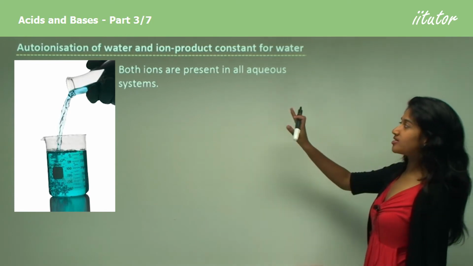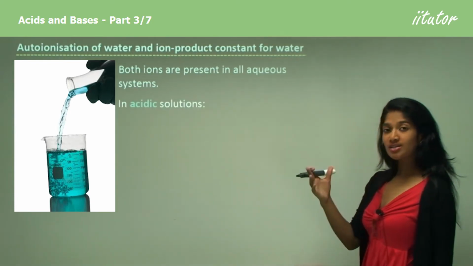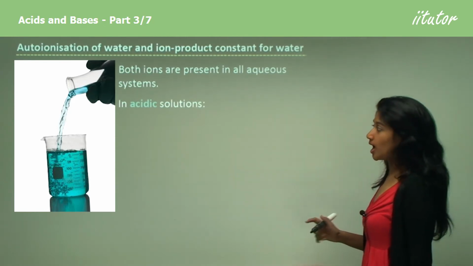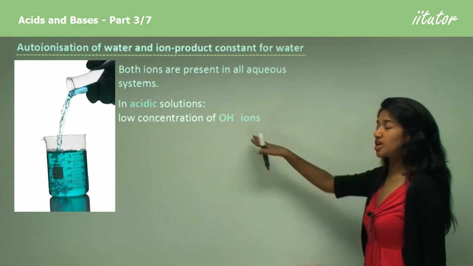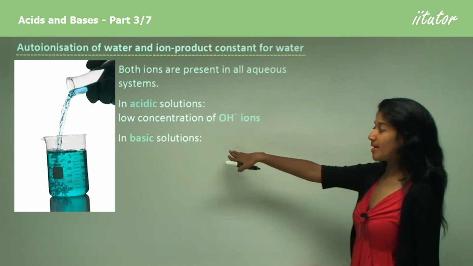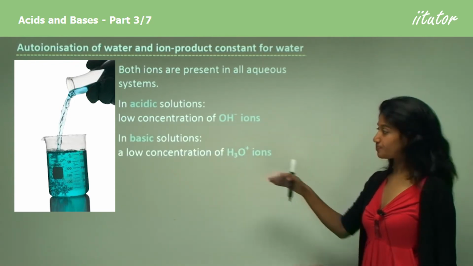Now, both ions are present in all aqueous solution systems, so we would always have the hydroxide and the hydronium ions in an aqueous solution. But in acidic solutions, we have a lower concentration of hydroxide ions, and vice versa for basic solutions, where we have a lower concentration of hydronium ions.